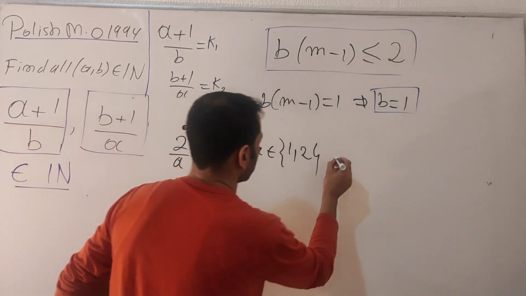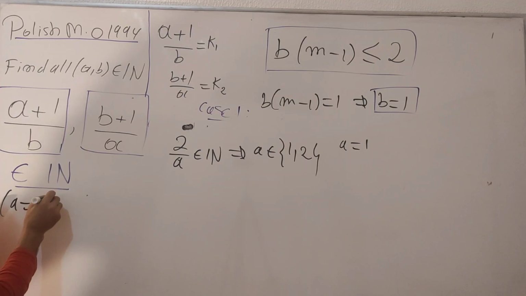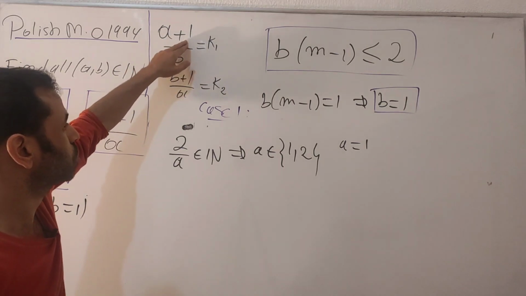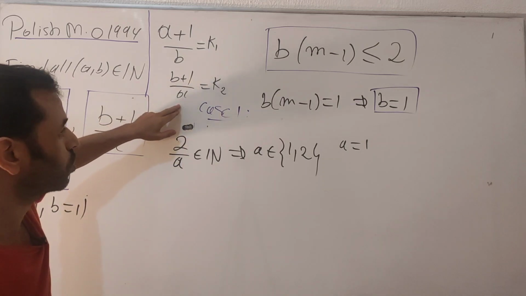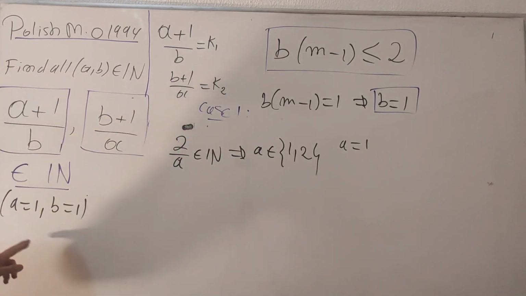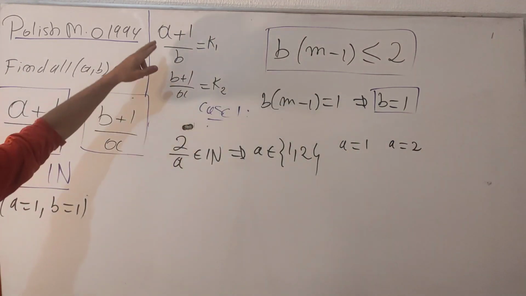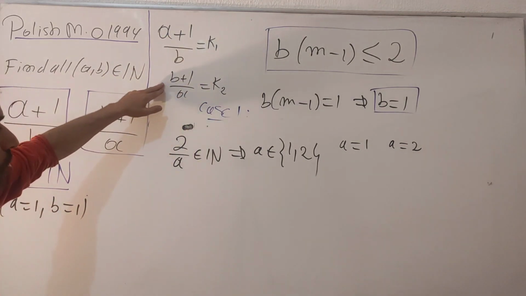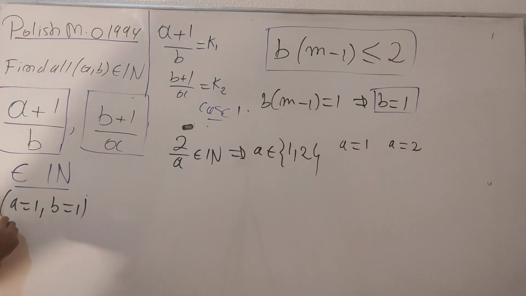Okay, so if a equals 1, I will have a first solution, a equals 1 with b equals 1. So I plug in a with number 1 here, get 1 plus 1, which is 2, 2 over 1, which is a natural number. Also the second one, I get 1 plus 1, which is 2 over 1, which is a natural number also. So we get the first solution. Let's check if you have a equals 2. I will have the same thing. Plug in number 2, you get 2 plus 1, which is 3, 3 over 1, which is 3, a natural number. Also the second fraction, you get 1 plus 1, which is 2, 2 over 2, which is 1, a natural number also. So I get the second solution, a equals 2 with b equals 1.